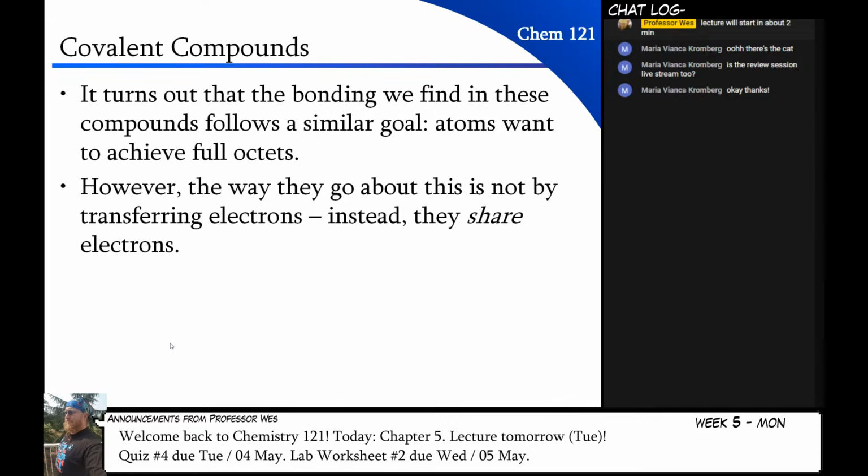Now, just like in the previous chapter, we're going to follow the same goal as before. If I start with some number of electrons, my goal is to get to an octet.